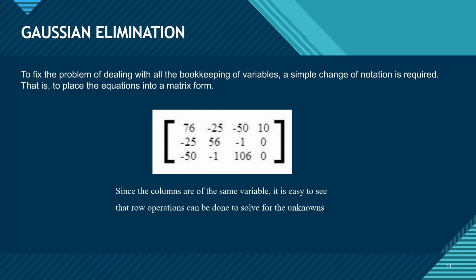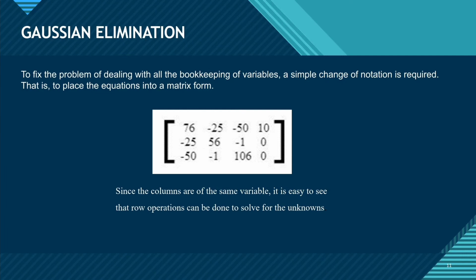For the second method, the engineer will use Gaussian elimination to fix the problem of dealing with all the bookkeeping of variables. A simple change of notation is required, that is to place the equations into matrix form. Since the columns hold the same variable, it is easy to see that row operations can be done to solve for the equations. This method is known as Gaussian elimination.